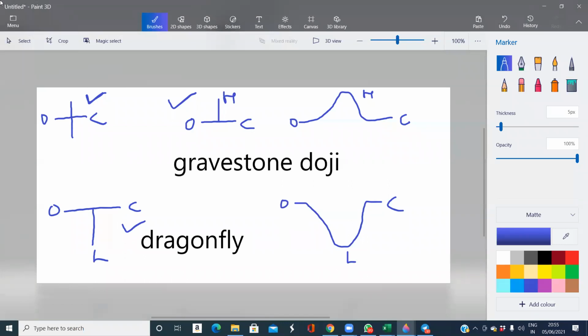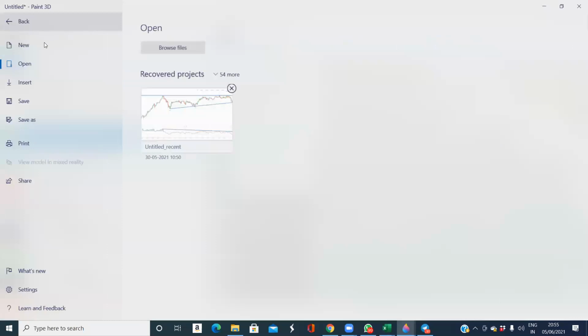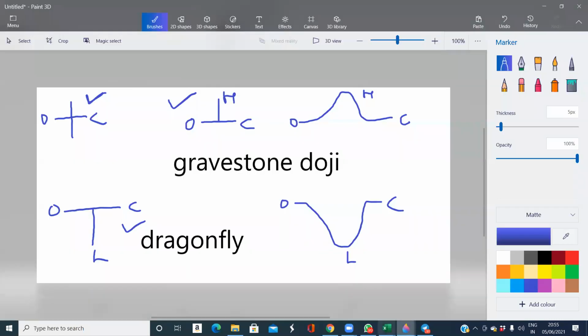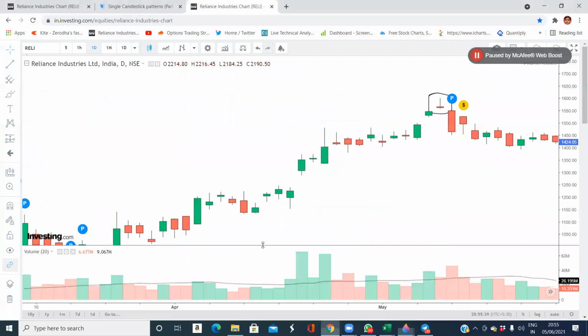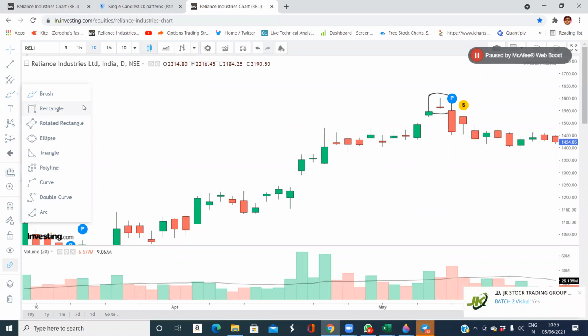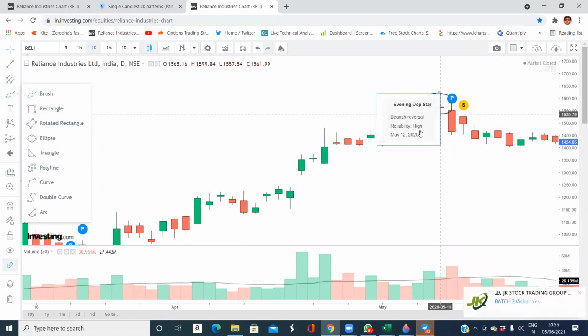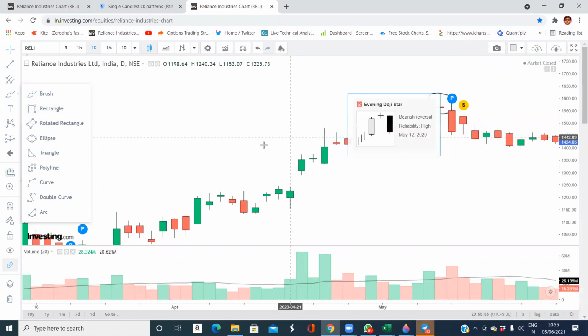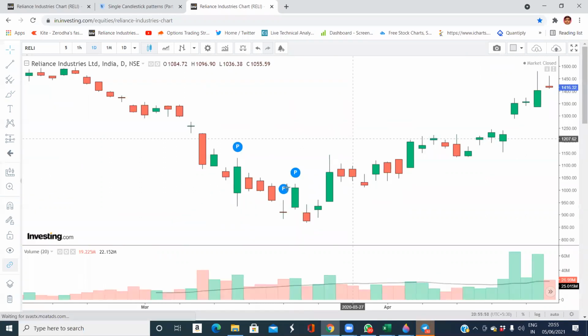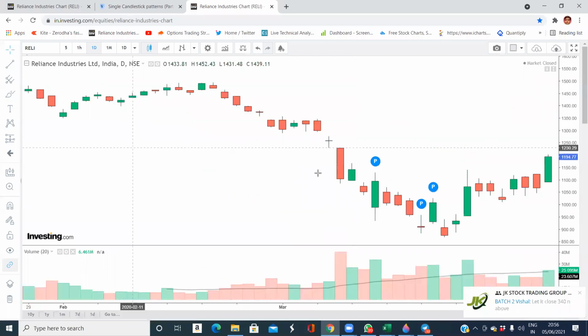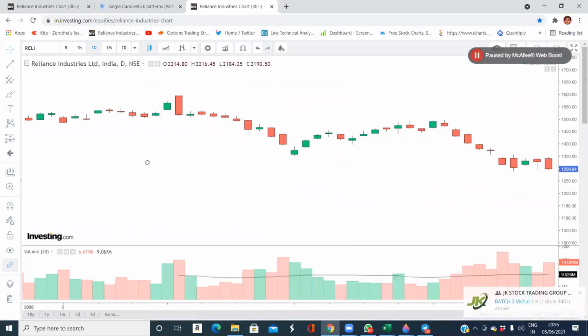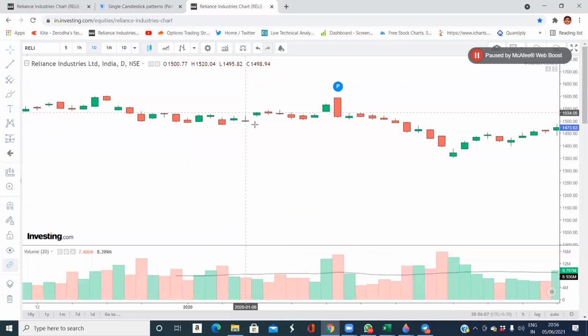Any confusion in the doji candle now? So we will see any dragonfly or doji here on this chart. If any confusion, you can ask me directly. See, this is the gravestone doji type.